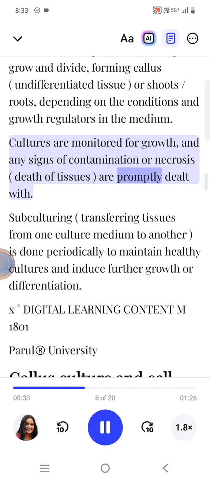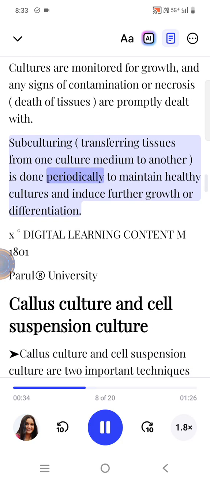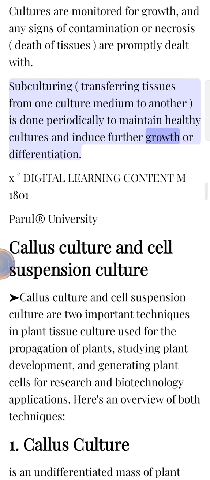Death of tissues are promptly dealt with. Subculturing, transferring tissues from one culture medium to another, is done periodically to maintain healthy cultures and induce further growth or differentiation. Callus culture and cell suspension culture.